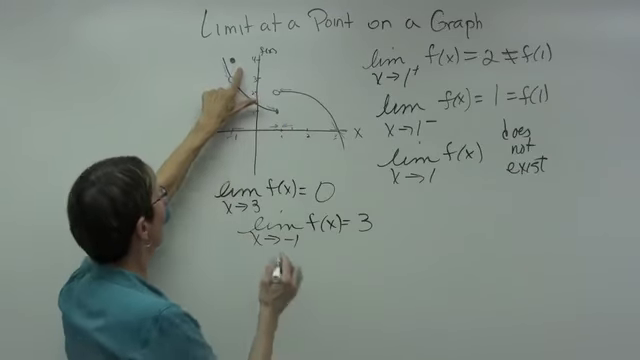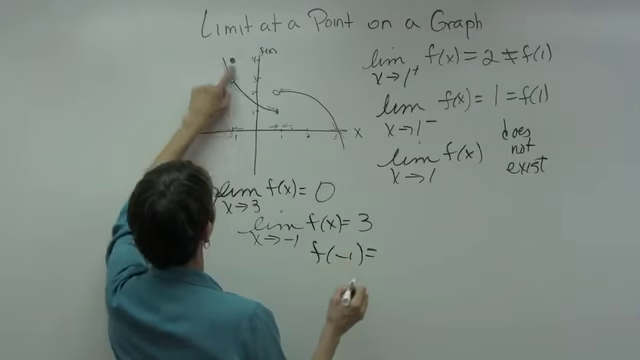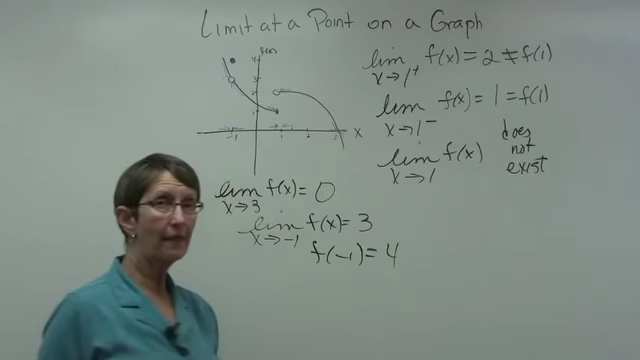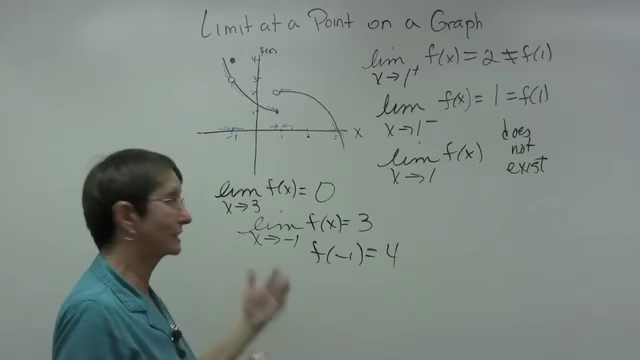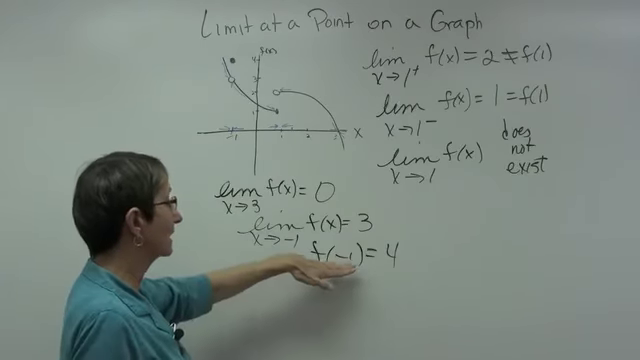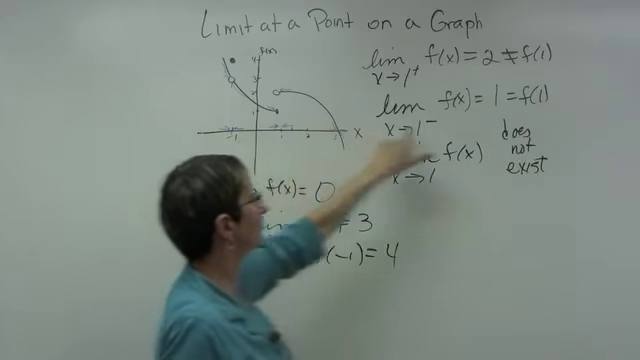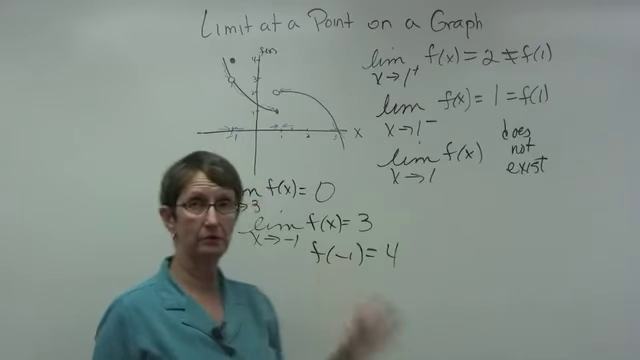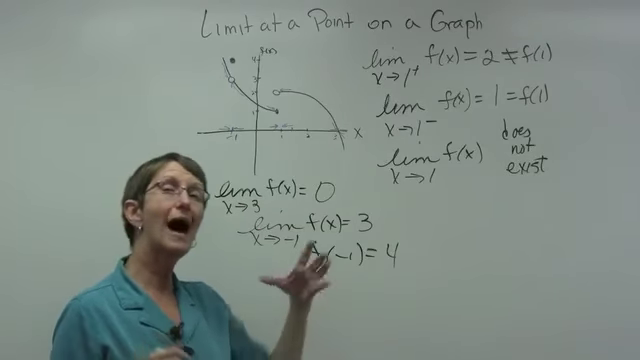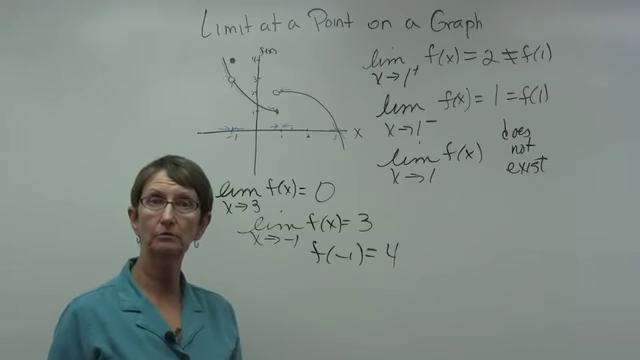Now, I do have a value for f of -1. F of -1 is equal to 4. And that has absolutely nothing to do with the limit as x approaches -1. So we can have a value that's equal to the point there, like we did here at 3, or we don't have to. We just need to know what y is approaching as x approaches a particular number.